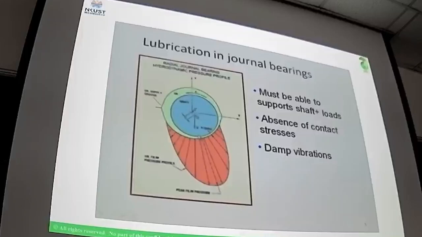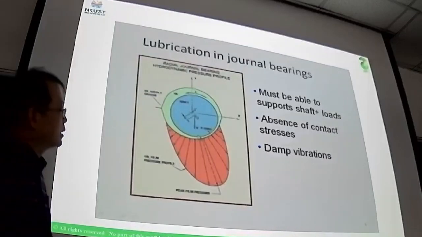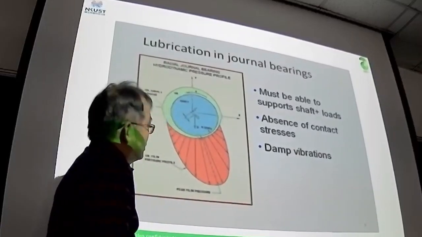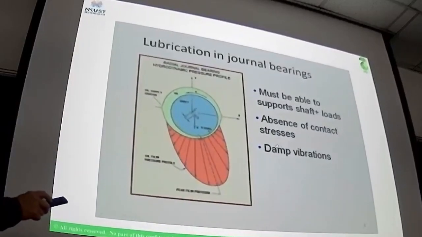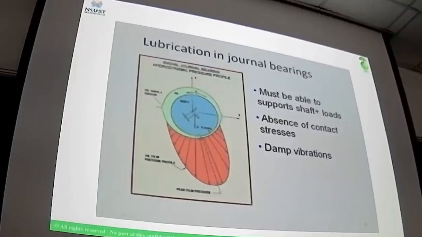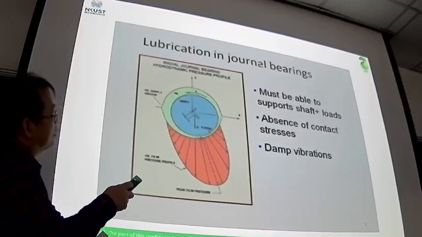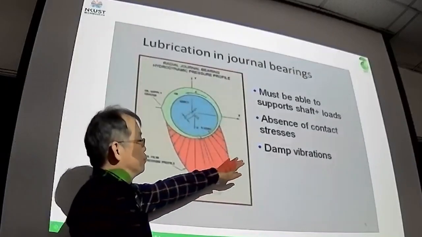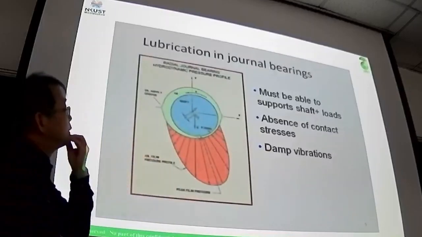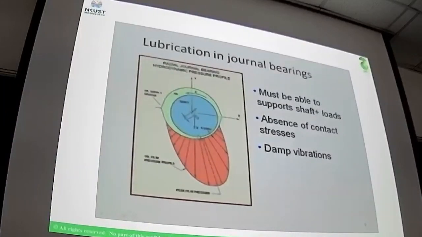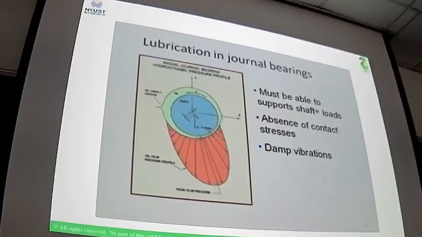Okay. So it's also better if it can separate the two contacting surfaces, so then you will have an absence of contact stress. Okay. And for the journal bearing, it will be better if your lubricant has a damping effect, so you can damp the vibration, to absorb some of the vibration. This is a basic requirement for the lubricant used in the journal bearing.